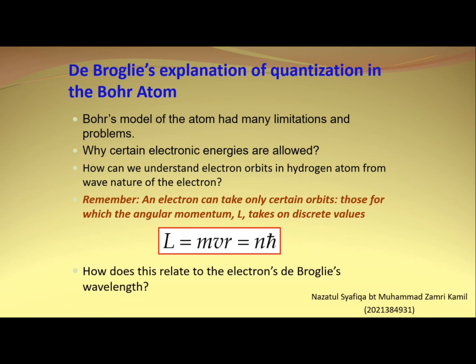equal to nh over p, while lambda is equal to h over p. The momentum p is simply mv as long as we are talking about non-relativistic speed, so this becomes 2 pi r equal to nh over mv. Rearranging this a little gives Bohr's relationship, L equal to mvr equal to nh over 2 pi.